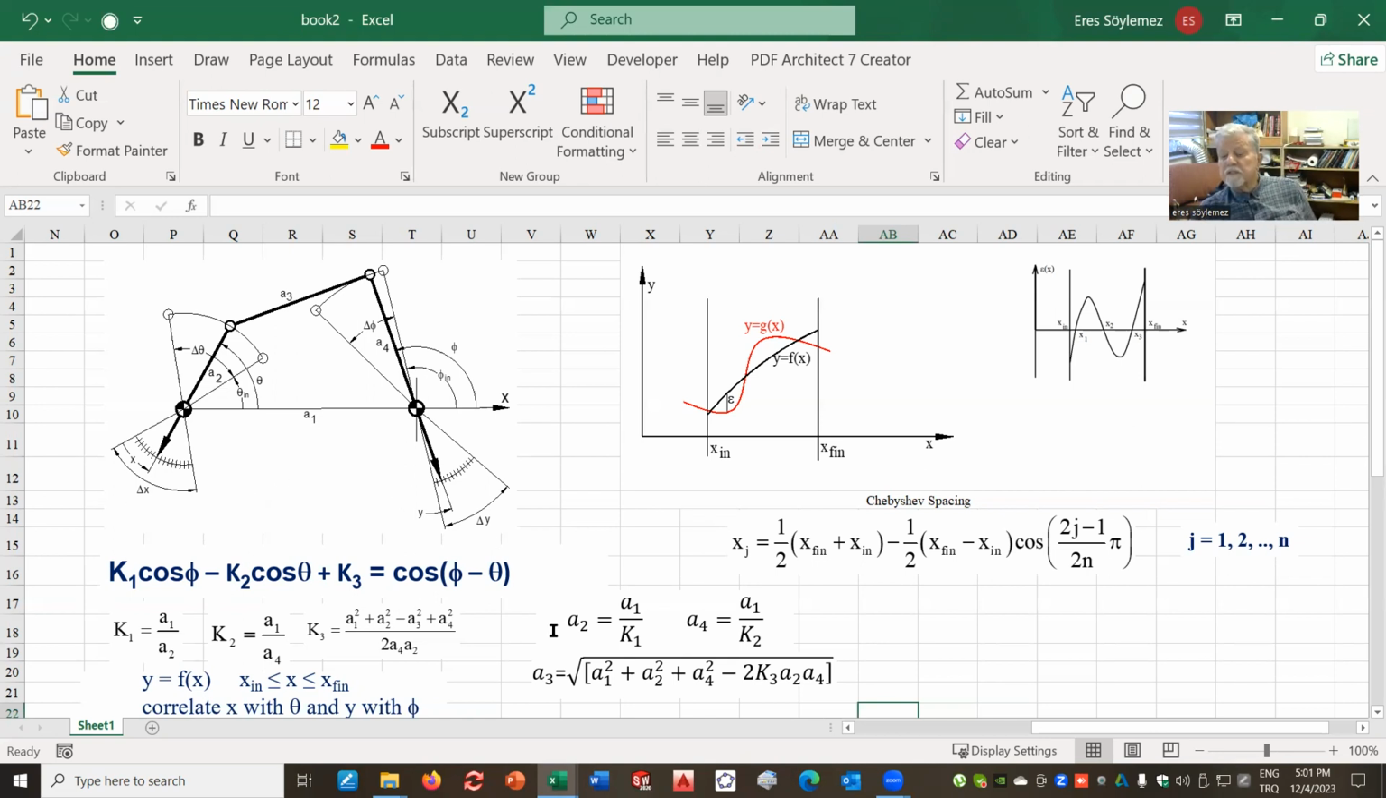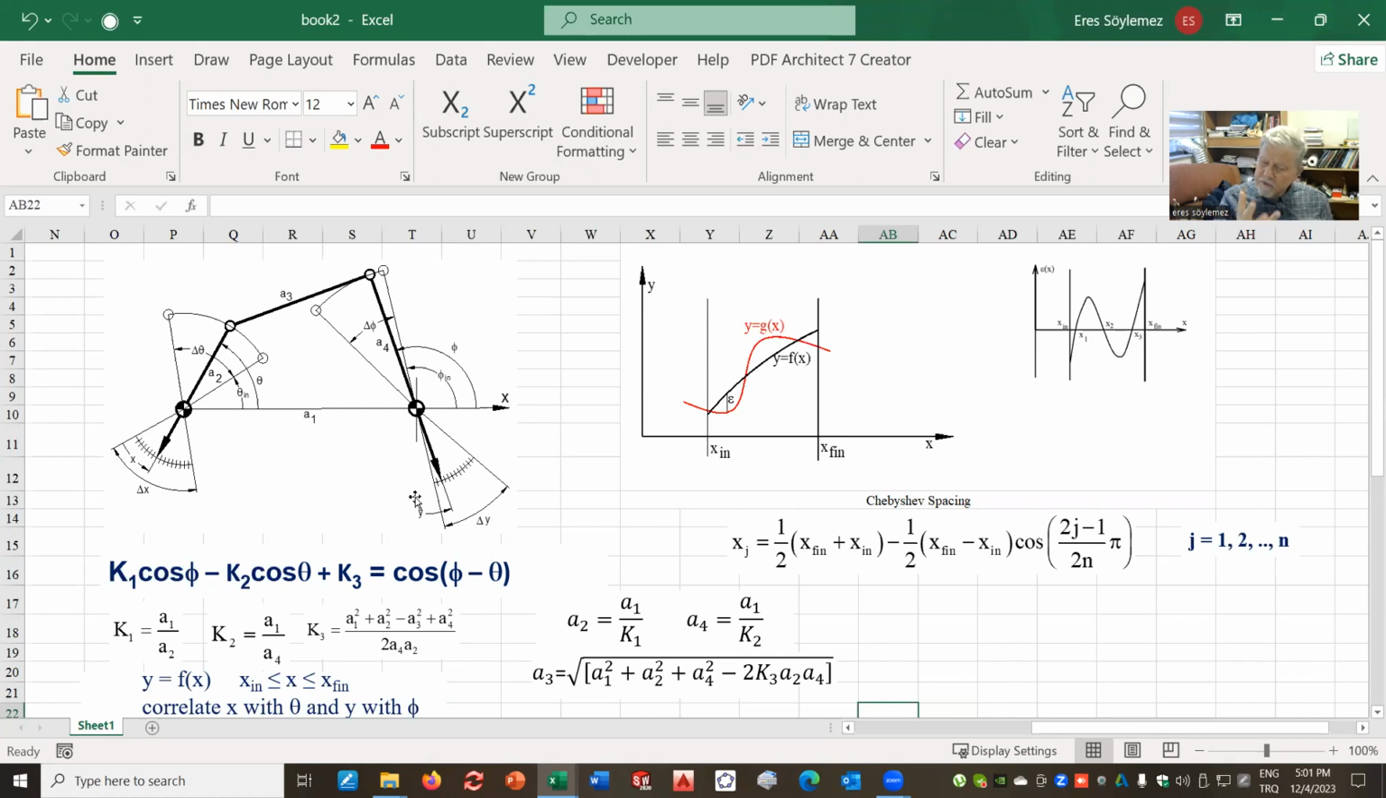Or in certain cases, the link length ratios can be such that, with A1 equal to 1, one of the links can turn out to be very small or very large. And that is not possible. Or the transmission angle can be very bad. So you have to check your result in all cases. Now, this is the correlation of crank angles.